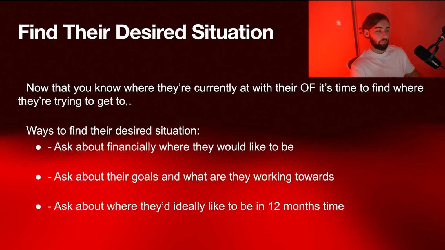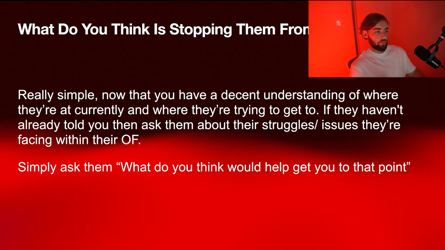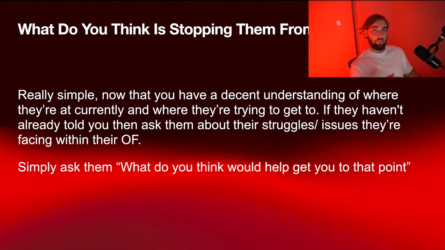So let's say, for example, they say financially they want to be making $10,000 a month. What are you going to do? You're going to first ask, what do you think is stopping them from getting there? So this is really simple. You've got a decent understanding of where they're at. You know where they're at. You know where they want to be. So you need to get them to start considering what kind of struggles and issues they're actually facing.